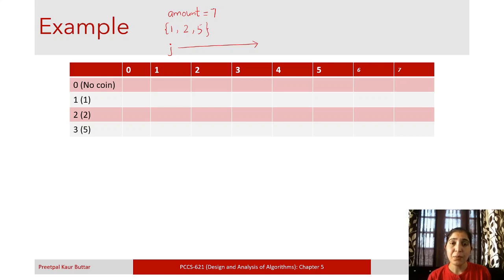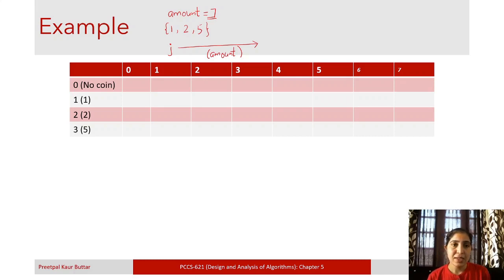And why up to 7? Because the amount which we want to make is equal to 7. It means this horizontal axis stands for the amount. So 7 is the total amount which we want to make, and we are dividing it into subproblems. That is, when the amount is 0, when the amount is 1, when the amount is 2, when the amount is 3, and so on. So we are breaking up the total amount into smaller amounts.